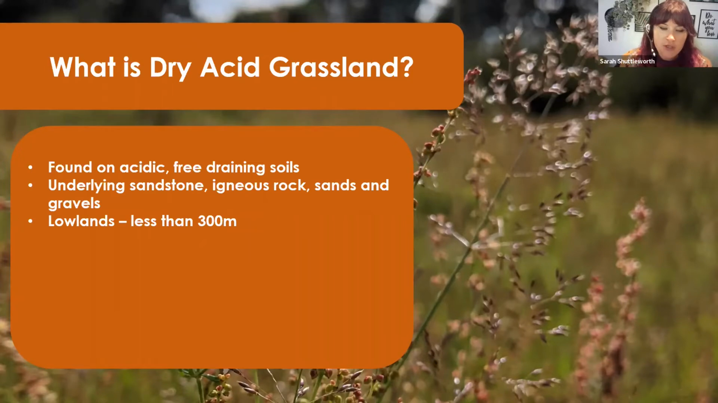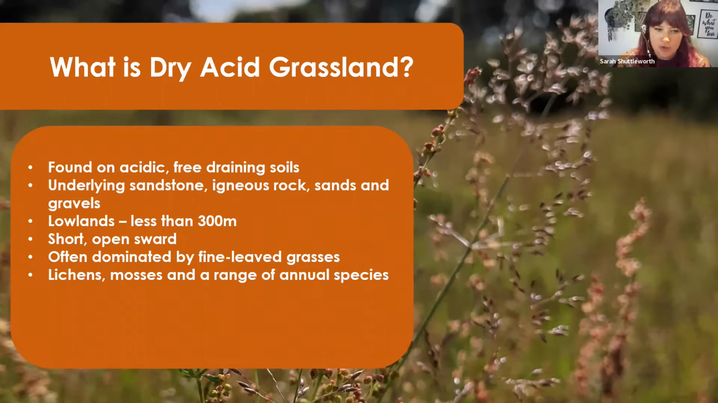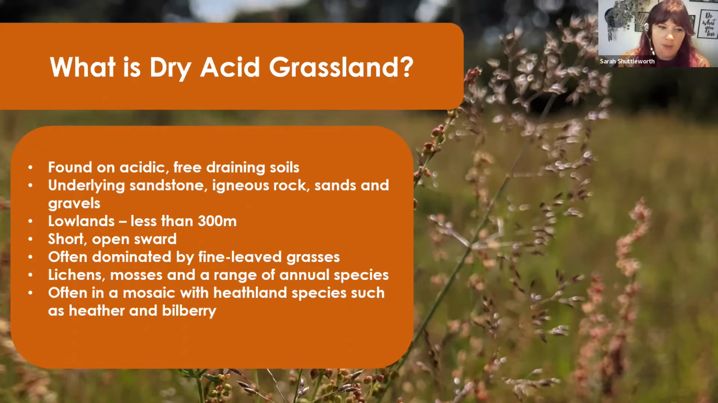We're talking about the lowlands. This is the lowland grassland broad habitat, so it's lowland dry acid grassland. That means that it's going to be found less than 300 meters above sea level. So we're talking about grasslands that are generally quite short with quite an open sward, often dominated by the fine-leaved grasses rather than your big, coarse, wide-leaved grasses. Often these sites can also have a mix of lichens and mosses scattered about, and quite a lot of annual species as well that are making the most of that open sward environment.